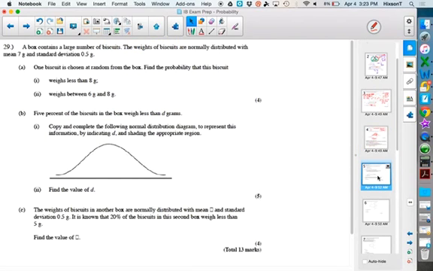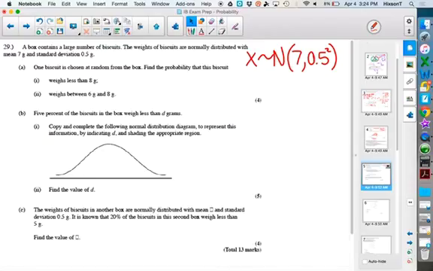This one is 13 marks. It says a box contains a large number of biscuits, or cookies if you're in America, biscuits if you're in Britain. The weights of the biscuits are normally distributed with a mean of 7 grams and a standard deviation of 0.5 grams. So we would say X is distributed normally, N(7, 0.5 squared), okay? Because remember, it's always mean and then the variance goes in here. And they often write it as the standard deviation squared, just to remind us that that's the variance.